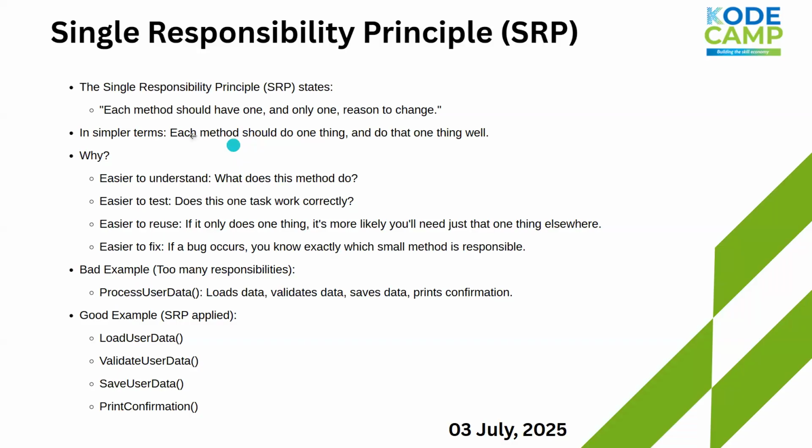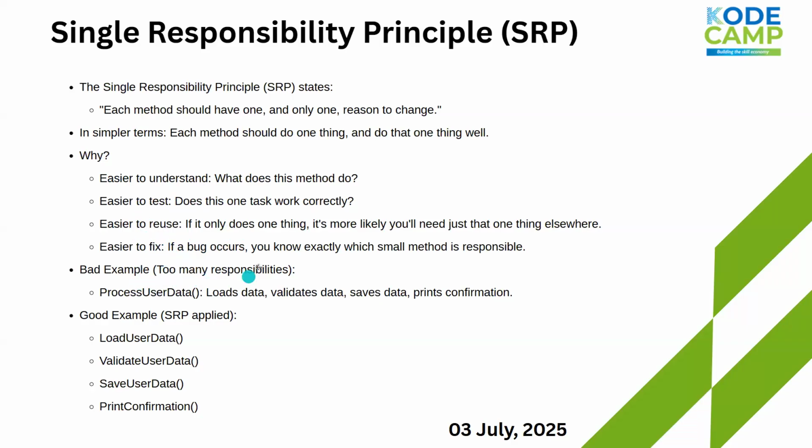Yes, sir. Exactly. So it means one method for one thing, right? Each method should have one and only one reason to change, not multiple reasons. The benefit is that it's easier to understand, easier to test, easier to reuse, easier to fix. Don't bother about easier to test, reuse, and fix. As you practice, you get to understand this clearer.